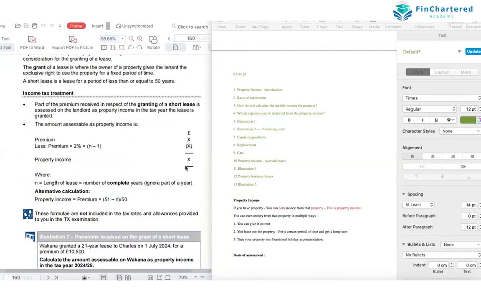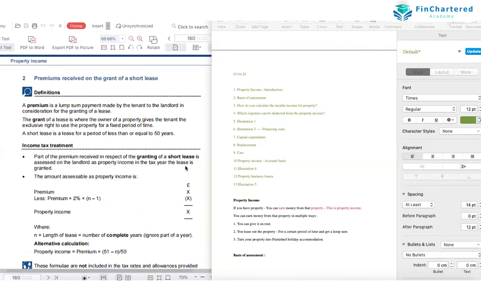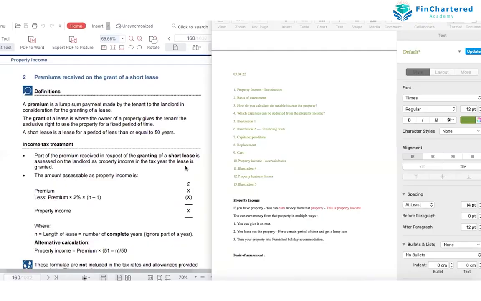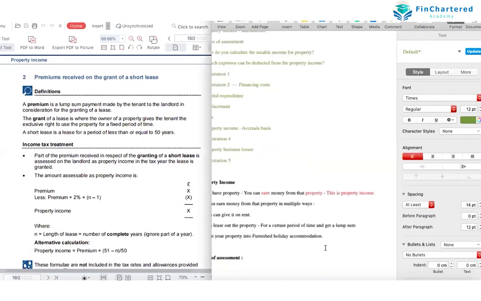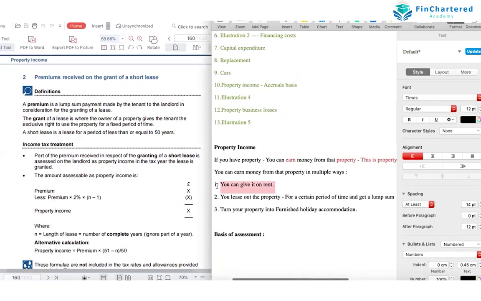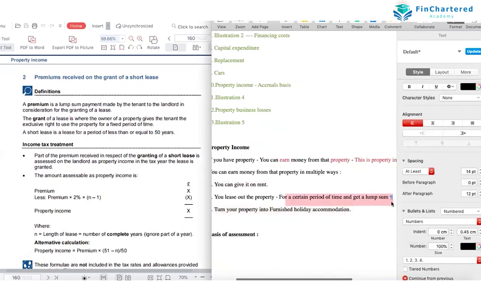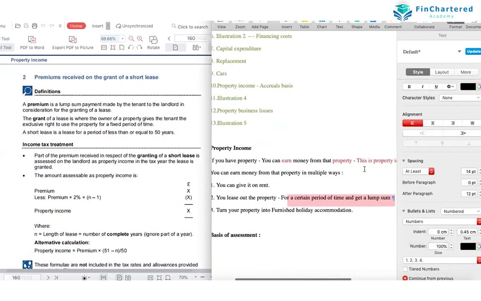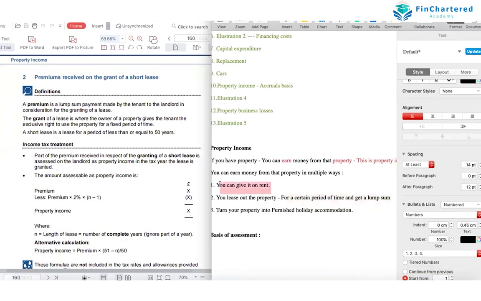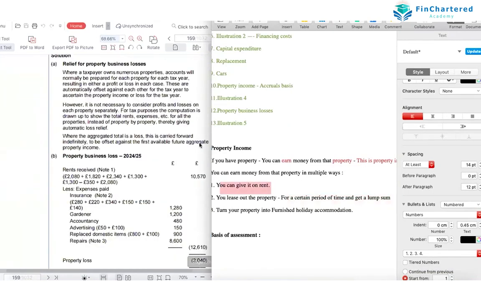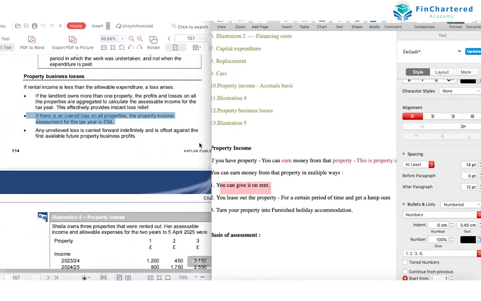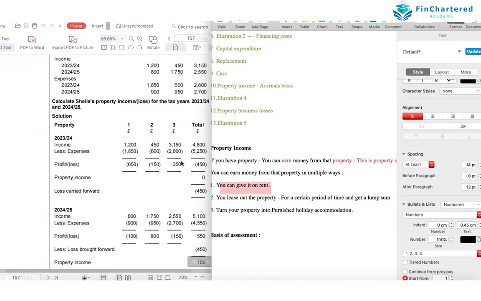Now we're going to look at lump sum amounts. Remember I told you when we looked at property, I said you can earn rent, you can give out your property on rent, or you can lease out the property and you can get a lump sum amount. That is what we are going to look at in this section, right? So we finished the first section, which is the major section. As I said, for this section, the last topic was property business loss.